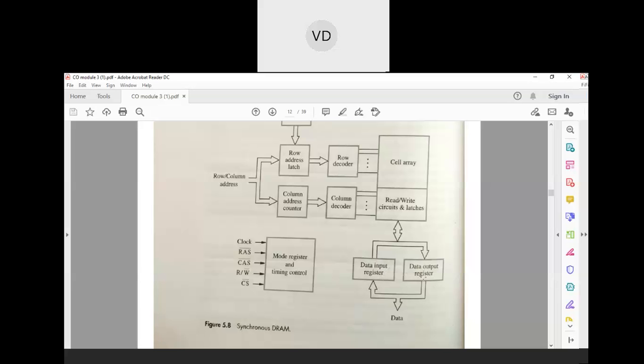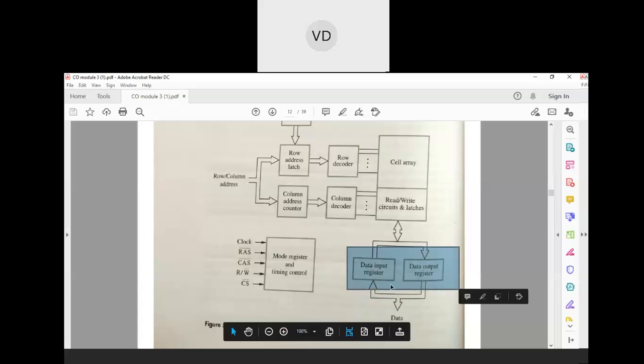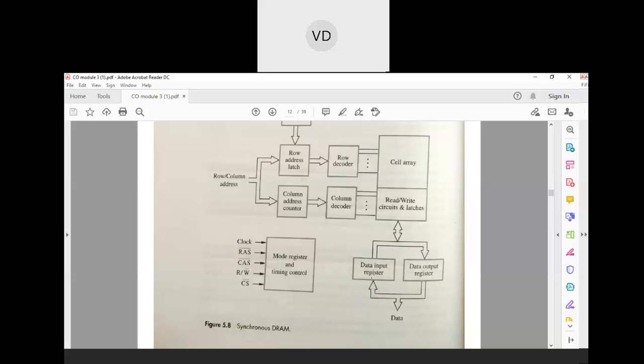So in the asynchronous, directly we had the data lines. Is it not? But here we do not have the direct data lines. In between the memory and the output, we are having these two registers, the data input register and the data output register. So this is how synchronous DRAMs will work. Synchronous means there is only one clock signal. Under the control of that one clock signal only, all the data will be transferred here.